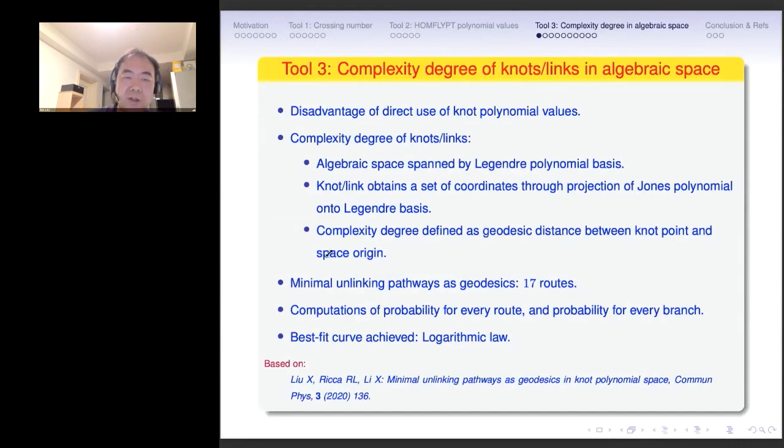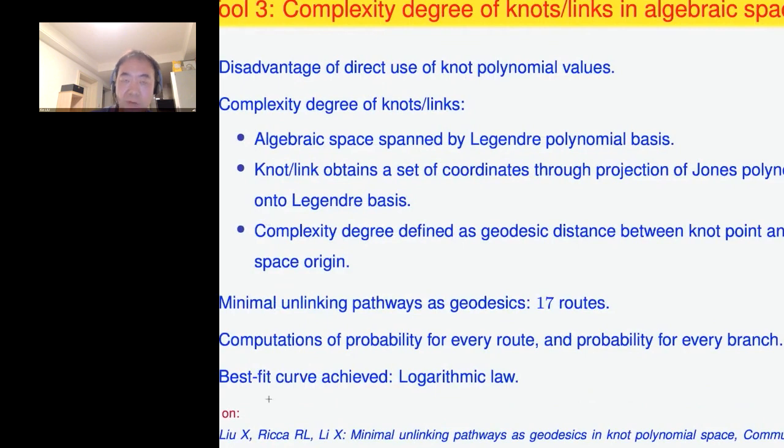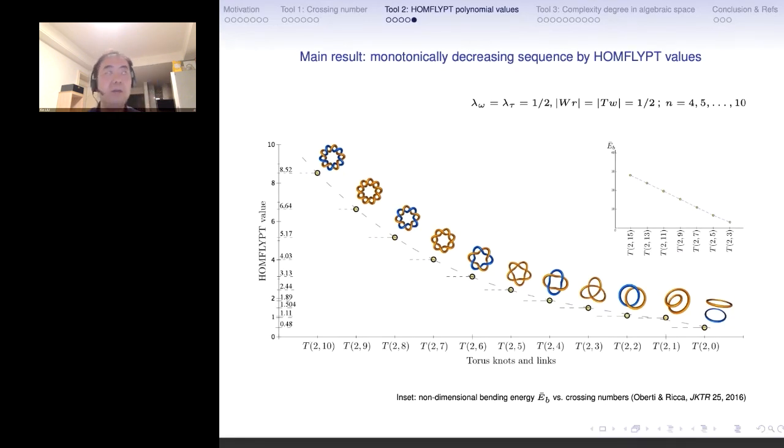What's the disadvantage of direct use of knot polynomial values? Here's the deleted one page. If we consider two trefoil knots, one left-handed, the other right-handed, we can see these two knots have very similar topology. But if we compute the HOMFLYPT values or Jones polynomial values by direct computation, they will have totally different values. One is very big, the other very small. But their topology is the same. Why do they have such different values?